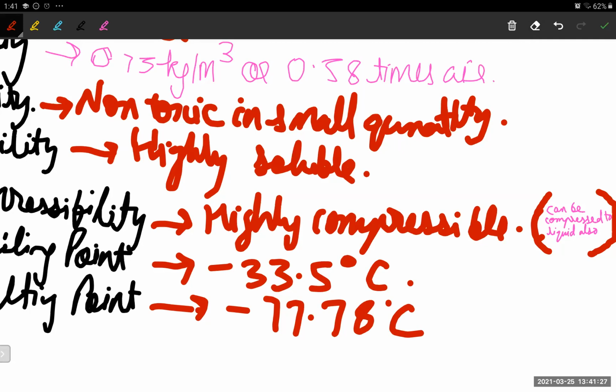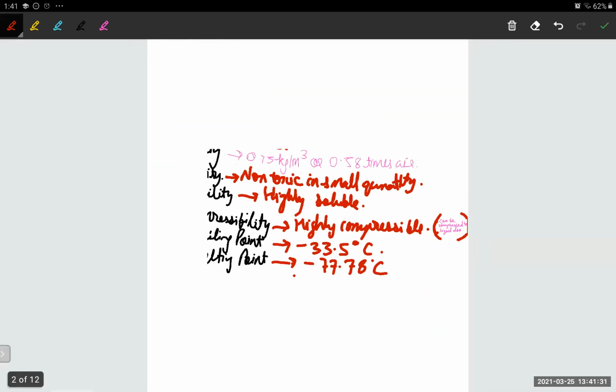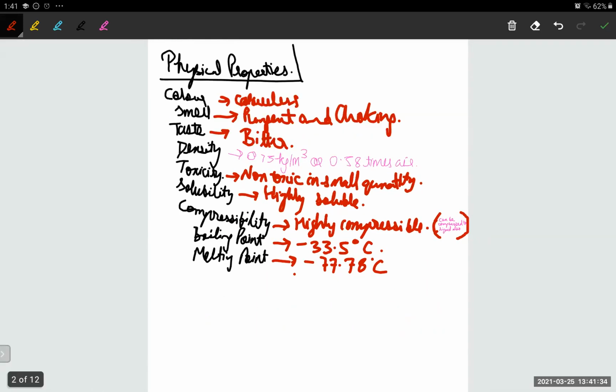Or you can just write 77.7. Okay, no need to write 8. Is this clear to everybody? So that was all from the physical quantity point of view.